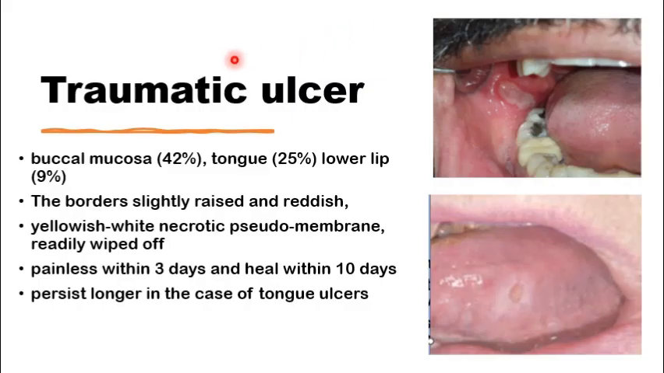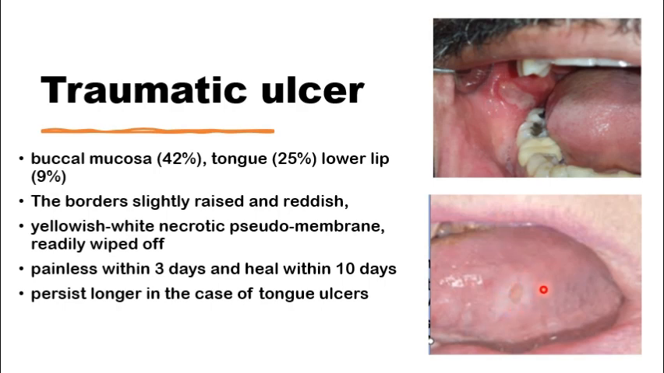Traumatic ulcers are one of the commonest causes for solitary chronic oral ulcers. They affect more the buccal mucosa. About 40% of them would occur in the buccal mucosa, followed by the tongue, the lateral border of the tongue, or the lower lip. The borders of the ulcer would usually be raised. They can be either reddish or whitish in a hyperkeratotic area.